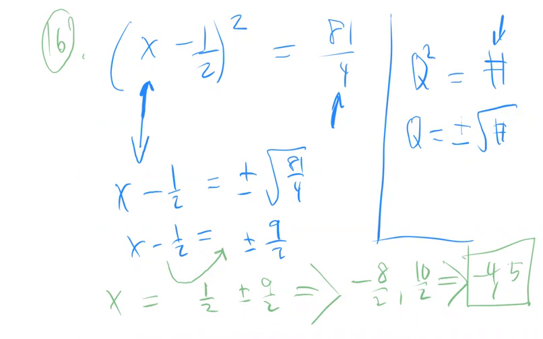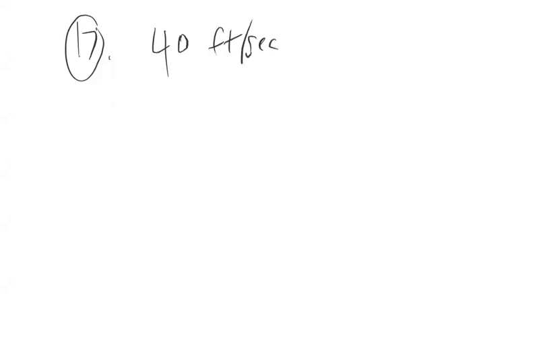All right, now let's try another problem, number 17. So 17 says that a ball is tossed into the air at 40 feet per second from a height of 6 feet. And it says, how long will it take the ball to reach the ground?